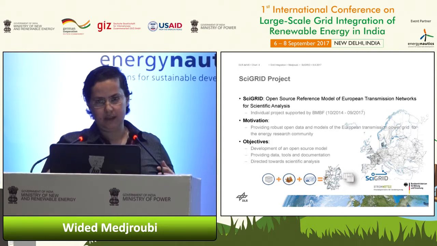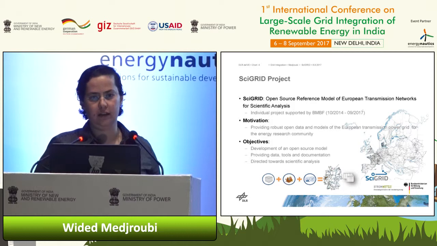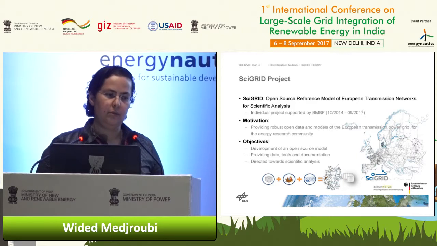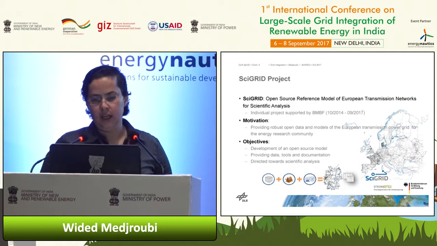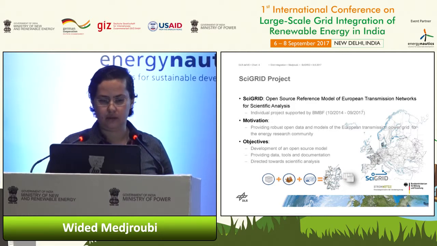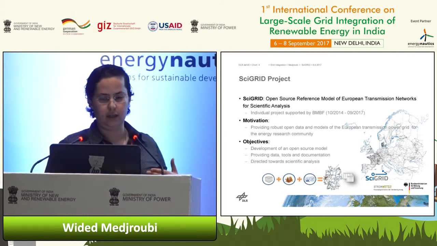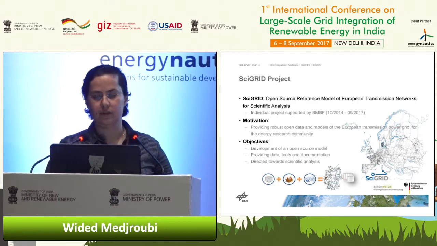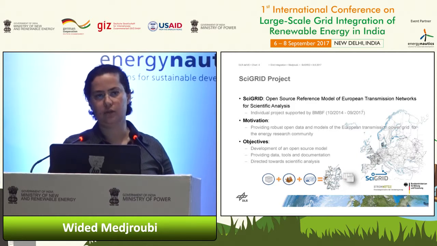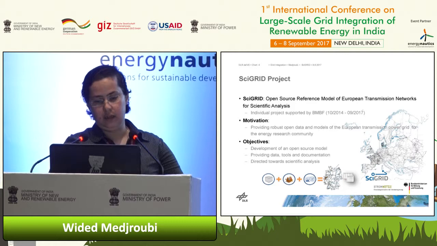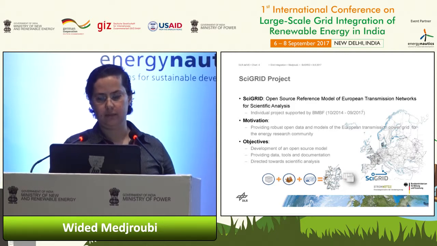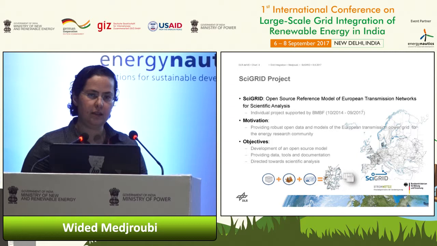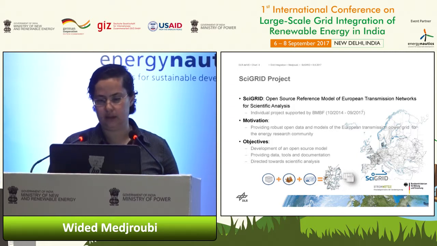And our motivation, like I said, is actually to have a whole project which is dedicated to providing robust and open data, and also the model that is actually used to obtain this data for the transmission network in Europe, for the research community, but which can be used by any other community. So our main objectives are to develop an open source model, to provide the community with not only the data of the transmission network, but also with the tools, with the models that we use to obtain this data, and to thoroughly and in detail document this process, document the data, and also document the models we use to produce this data. So like I said, it's directed towards scientific analysis, but it can be used by any other community.